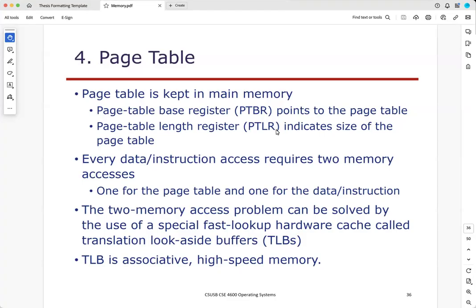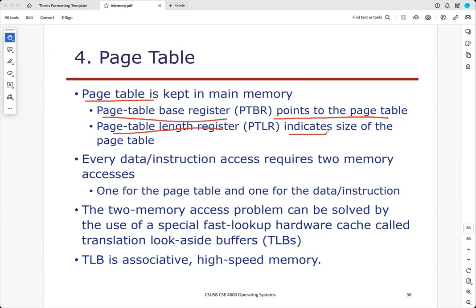In this video, we will explore the page table used in the paging system. The page table is kept in the main memory. Each process has a page table. There are two registers to support the page table. One is the page table base register, which points to the base address of the page table. The other is the page table length register, which indicates the size of the page table.